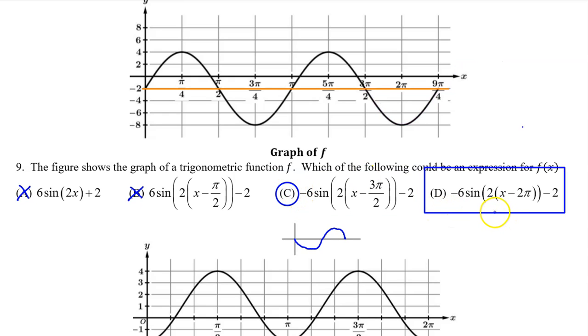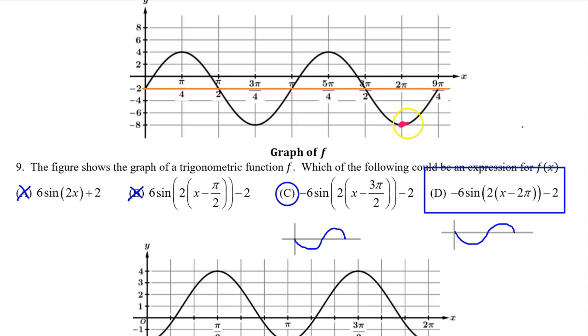But let's follow through and see why D is not the answer. Option D is another upside down sine function. So we are expecting one period of option D to have this shape to it. The C value is negative 2 pi, so the phase shift of option D is positive 2 pi. So one period of option D will begin right here at 2 pi.